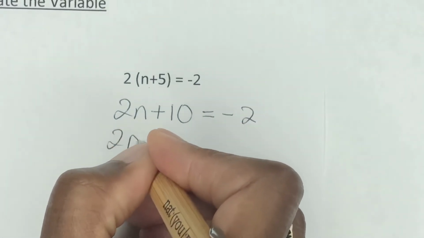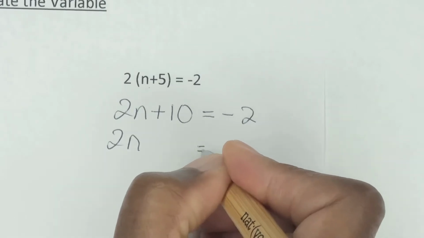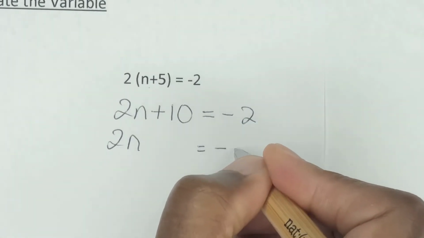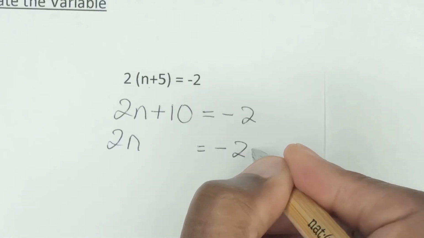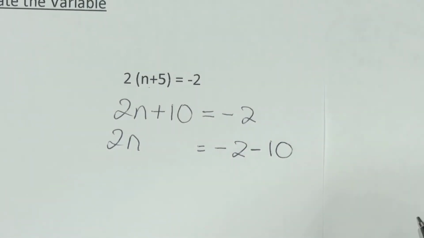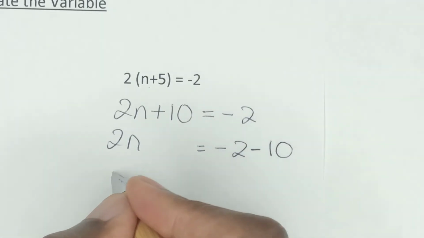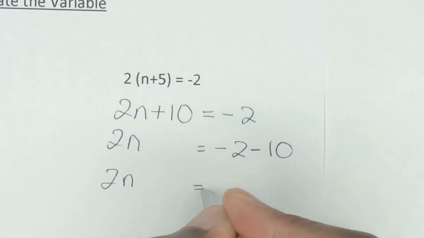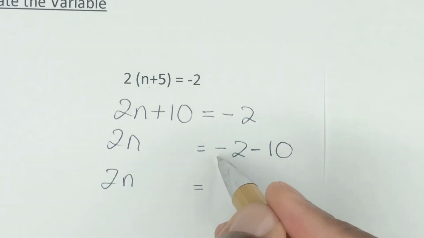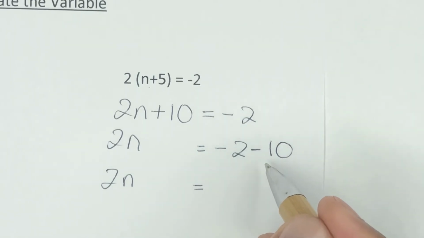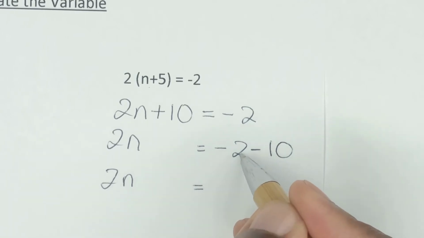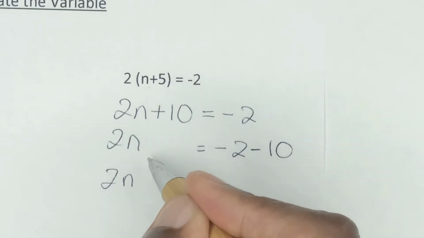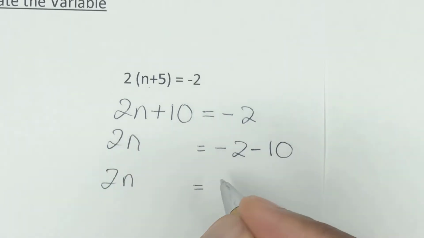So the 2n is going to remain on this side. We line up our equal sign. Minus 2 remains. Bring the plus 10 over to be a minus 10. Okay, now we're going to solve this right side. So we have 2n, this is still the same, we haven't done anything with it yet, equals. Now, this is number line. Minus 2 minus 10 means you're going further away from the 0 on the left side of the number line. So if you start on minus 2 and then jump to the left 10 times, you're still on the minus side, you're going to get to minus 12.